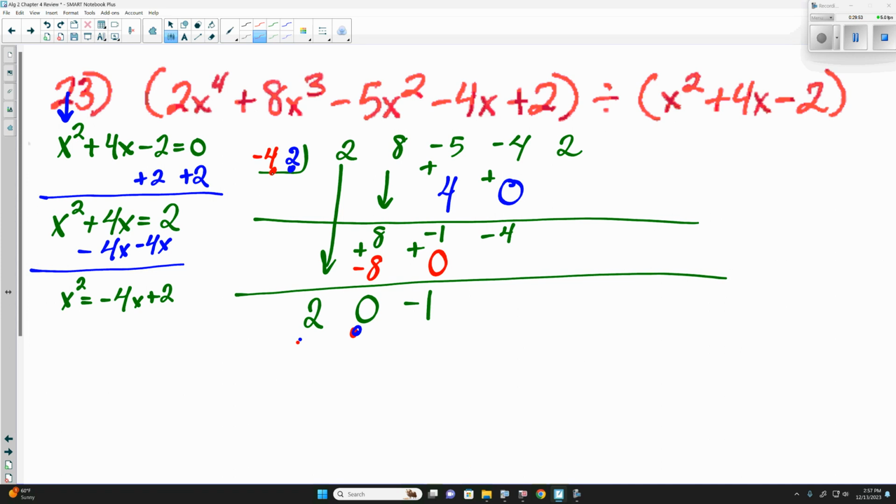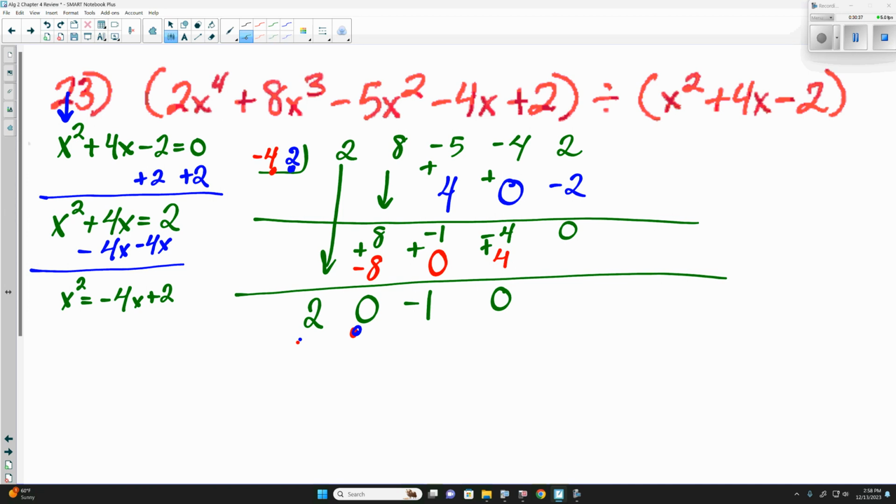Negative 4 times negative 1 is 4. 2 times negative 1 is negative 2. And then we add negative 4 plus 4 is 0. 2 plus negative 2 is 0. Do we have any other numbers? Well, no, we're done, because anything we'd multiply, the negative 4's multiplication would go here, the 2's would go here, but I don't have anything up here to add with it, so we're done with doing the steps.